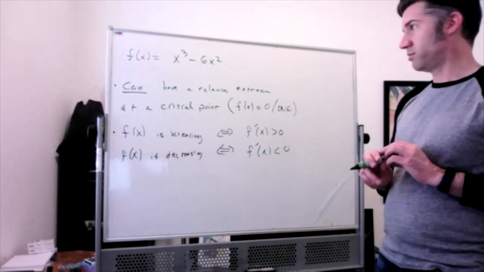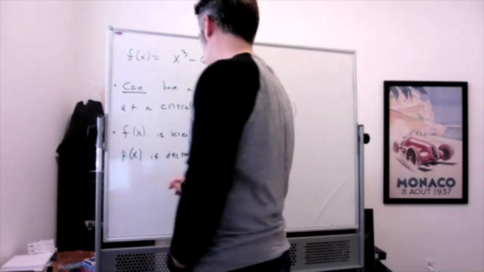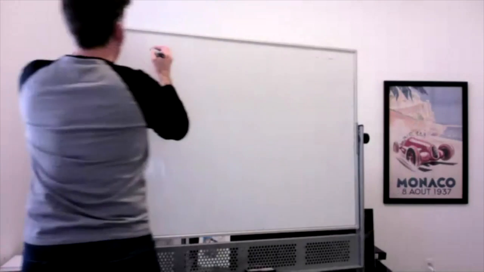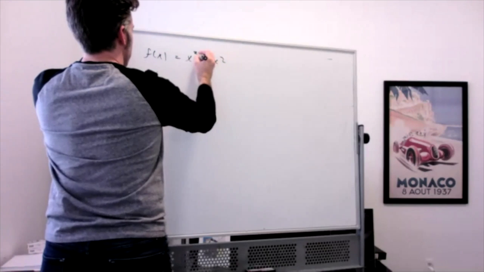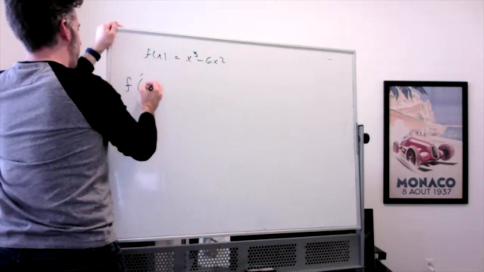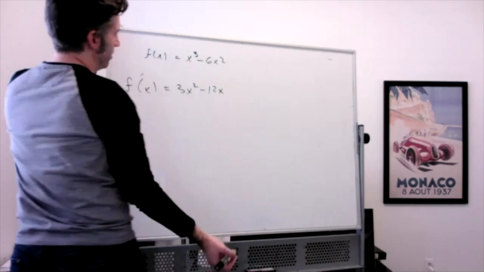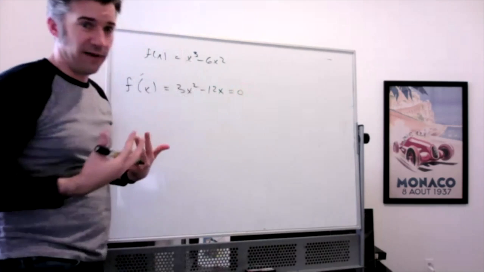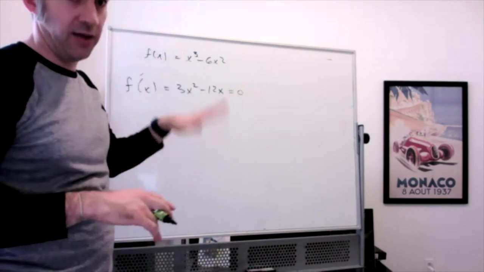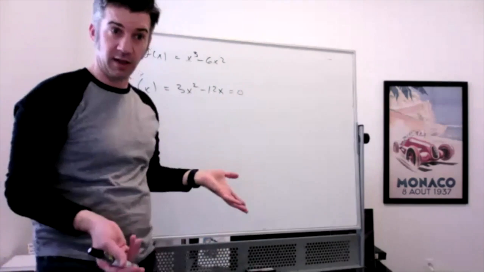So I'm going to find the critical points. Let's use the other side of the board. Why not? So here's our function, x cubed minus 6x squared. And here's the derivative. It's 3x squared minus 12x. I'm going to set this equal to 0 or undefined, but I typically don't write down that it might be undefined if I know it's not undefined. This is a polynomial. Polynomials are always defined everywhere.